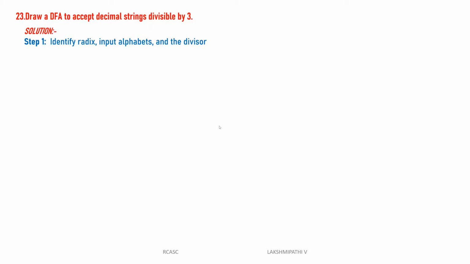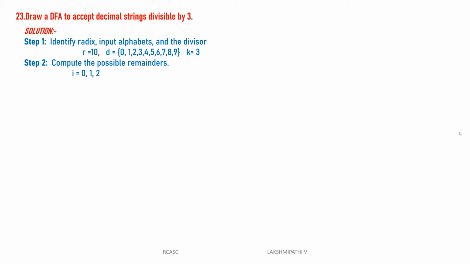Because in the decimal number system there are 10 input symbols, that is 0, 1, 2, 3, 4, 5, 6, 7, 8, 9. Then k is equal to 3, because we are considering divisibility by 3. Then, step 2, compute the possible remainders. For any number divided by 3, the remainders will be 0, 1, 2.